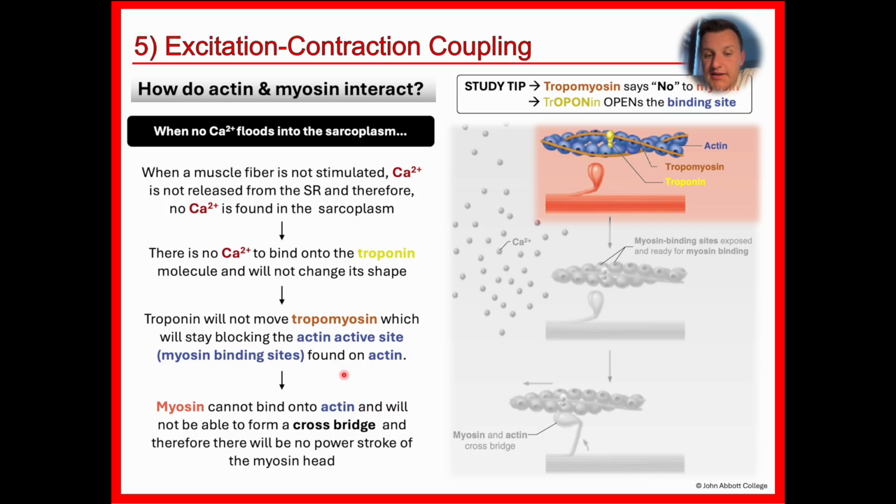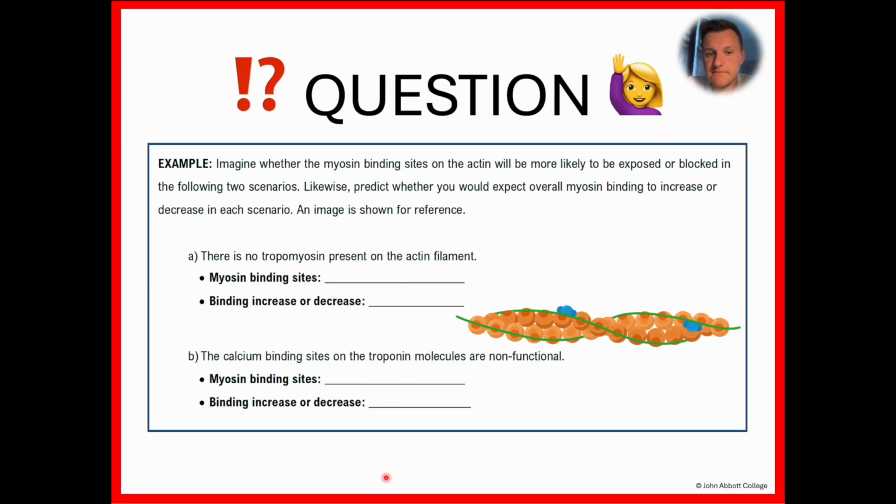The myosin binding sites, right? That's found on this actin molecule. Myosin cannot bind. You see here it's not binding onto these actin molecules, and it will not be able to form a cross bridge, and therefore it won't be able to pull on it and do the power stroke to contract the actin inwards, right? So all of this means that there won't be contraction, right?